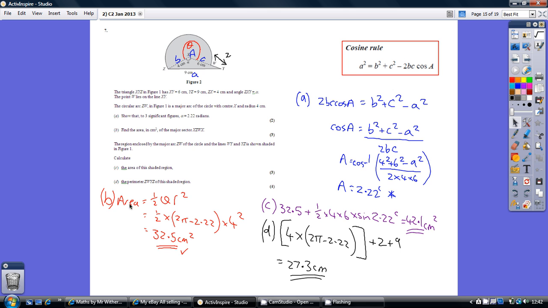So we use the formula, which you need to learn. The area is half theta r squared. So our angle is 2 pi minus 2.22, as I just said. The radius is 4. Plug that into your calculator, you get the 32.5.